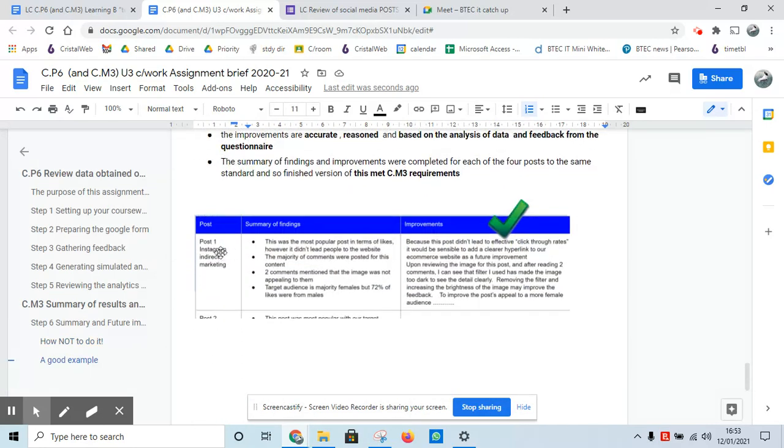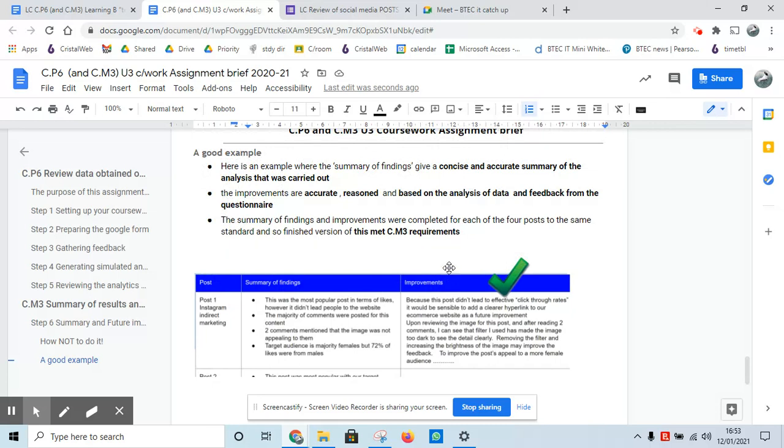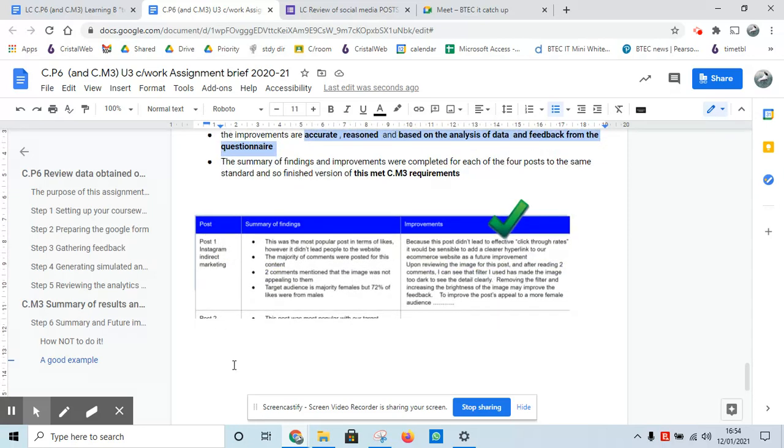Here's another example. And we've only shown you just one of the four posts. But the examiner considered this one to have a good summary of findings, and they said it was concise and accurate. So that's the summary of everything that you did in P6. And then the improvement section, which they put into a table, again, they used the words accurate, reasoned, based on the data and based on the feedback. So all the improvements for that post were based on everything that they gleaned from the analysis they did in P6. This student obviously did write the other three as well to the same standard, and they met the M3 requirements.